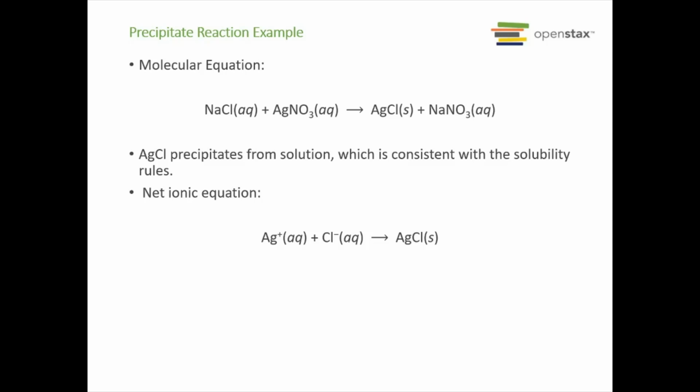So here's another example. We're putting sodium chloride and silver nitrate together to make silver chloride and sodium nitrate. Again, we can bring that down to its net ionic equation, and we see Ag+ and Cl- forming AgCl.